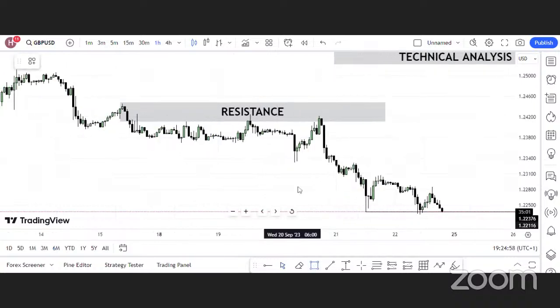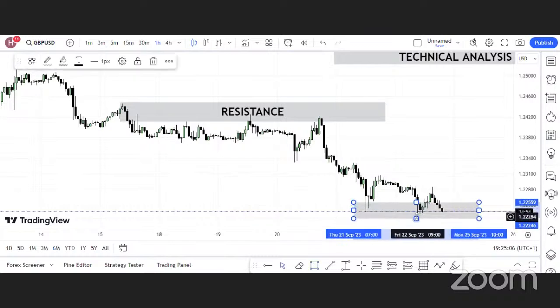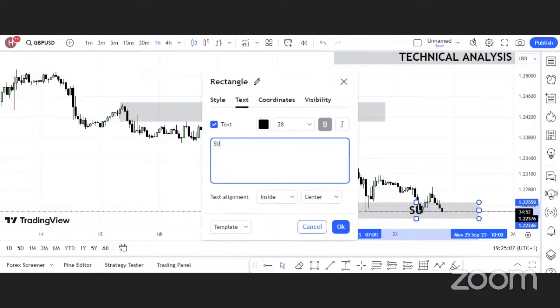So that is resistance. Now we have the other one, which is support, or demand.